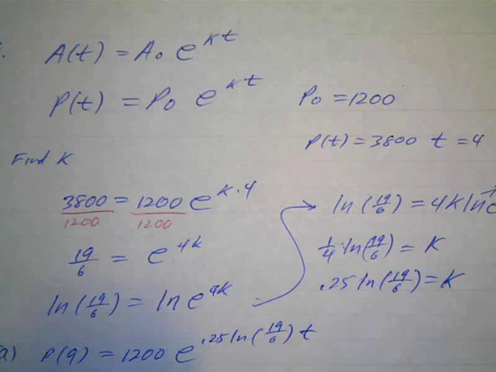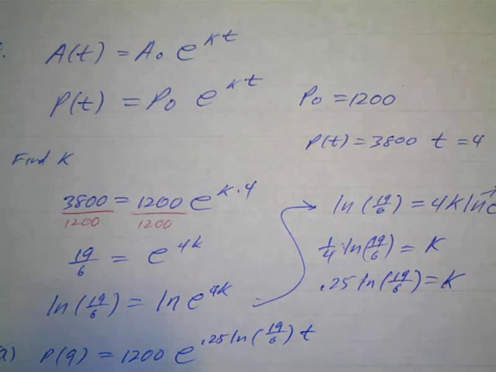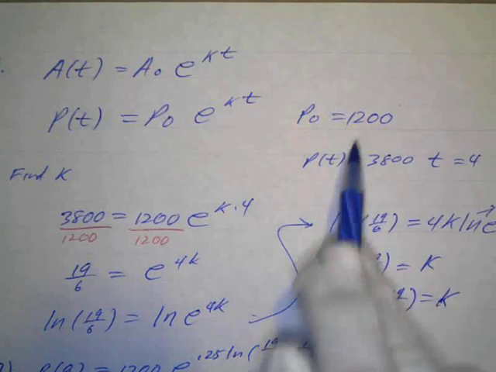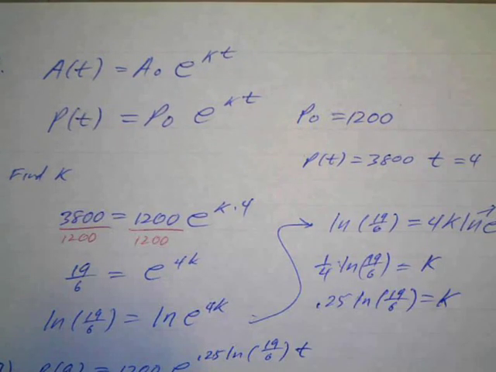All right, and 19 over 6 is greater than 0, so this is going to be positive, so it is exponential growth. So remember we got to find our k first, and they give us enough data to find that. They gave us a particular time and a particular amount, so we put that in with our initial amount, and we found out what k was, and now we have a general formula, and we can put this in.